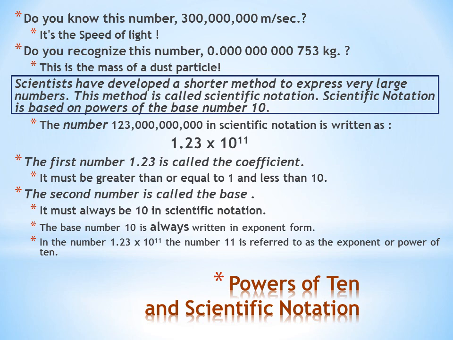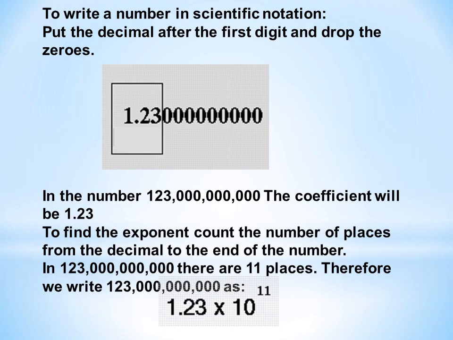The base number 10 is written in exponential form. In the number 1.23 times 10 to the 11th, the number 11 is referred to as the exponent or power of 10. To write a number in scientific notation, put the decimal after the first digit and drop the zeros. In the number 123 trillion, the coefficient will be 1.23. To find the exponent, count the number of places from the decimal to the end of the number. In 123 trillion, there are 11 places. Therefore, we write 123,000,000,000 as 1.23 times 10 to the 11th.